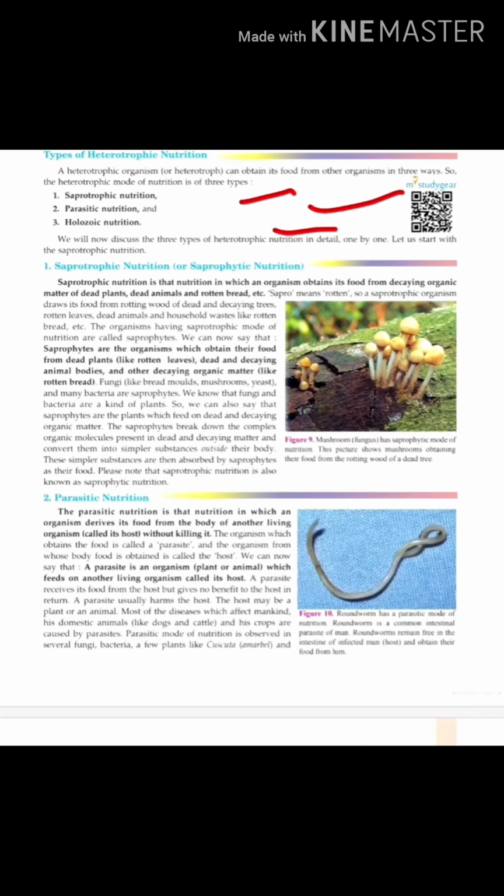Saprotrophic nutrition, it is also known as the saprophytic nutrition. So saprotrophic nutrition is that nutrition in which an organism obtained its food from decaying organic matter of dead plant, dead animal, and rotten bread, etc. Sapro means rotten, so a saprotrophic organism draws its food from rotting wood of dead and decaying trees, rotten leaves, dead animals, and household waste like rotten bread, etc.